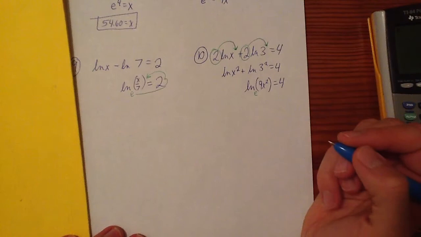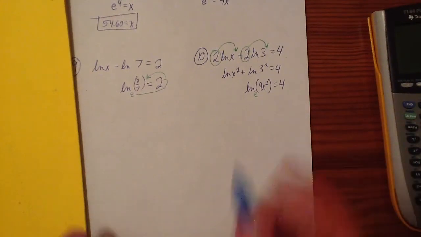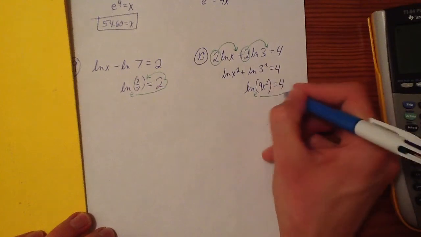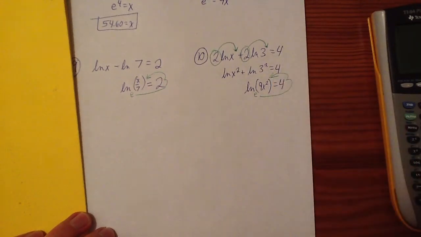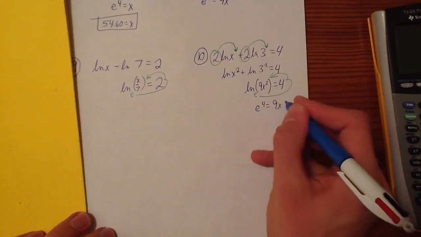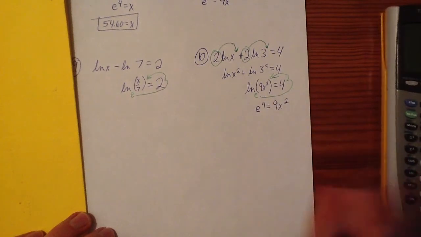How do we know to do that at this step? Because it's in logarithmic form. Logarithmic form has one log. So e to the 4th equals all that mess right there. And we find out what e to the 4th is.